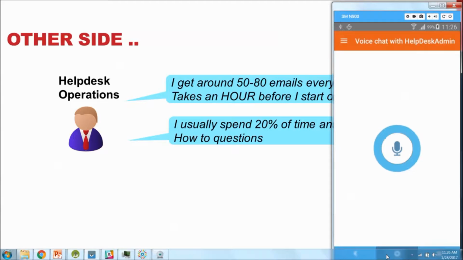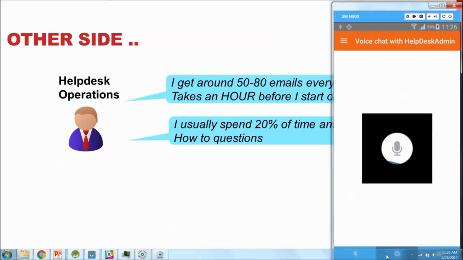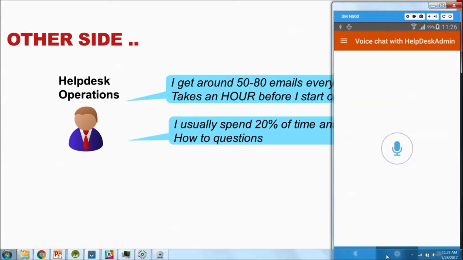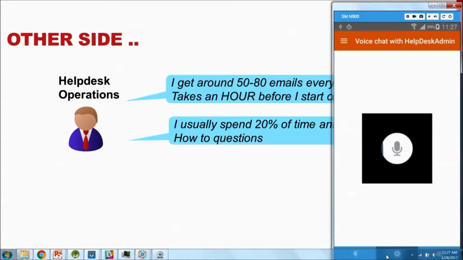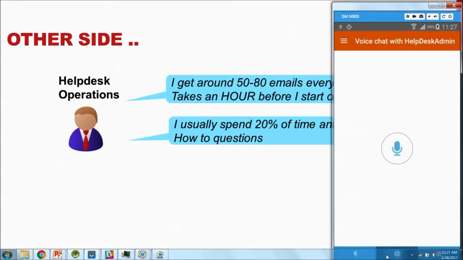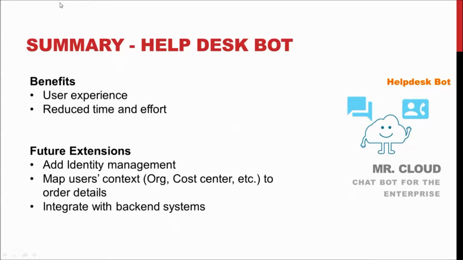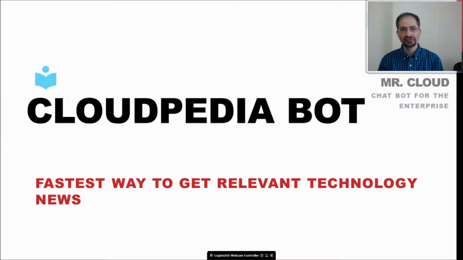I want to process orders. Order 3932. Status pending. What status would you like to assign to the order? In progress. Order 3932 has been updated to in progress. Cloudpedia bot, another interesting use case where you can search information and get relevant technology news very quickly.